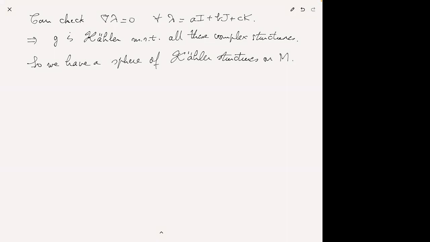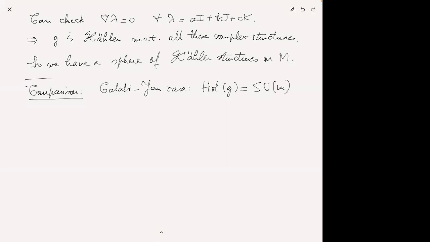Okay, so you see, in the Calabi-Yau case, the holonomy group was potentially bigger, right? So let me just make the comparison here. The Calabi-Yau case: let me assume that the holonomy group G is not just contained in SU(m), but it's actually equal. So if you actually have equality, then it means that your holonomy group is not contained in Sp(r), right? It's actually strictly bigger. So it's equal to SU(m).